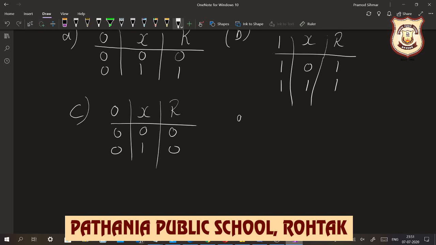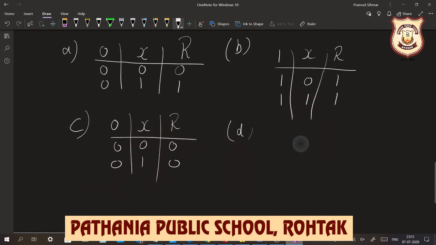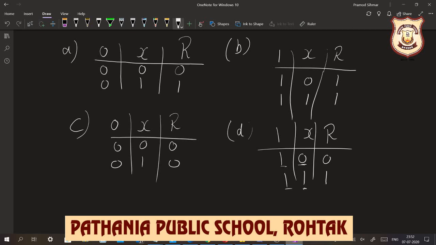Now we make the truth table for D, and D is 1 multiply x. 1 multiply x is equal to x. So you can write down 1, x, and response here. After that, 1 is always 1. So x is 0 or 1. So 1 multiply 0 is always 0, and 1 multiply 1 is always 1. So these are the four properties of 0 and 1. Clear everyone?